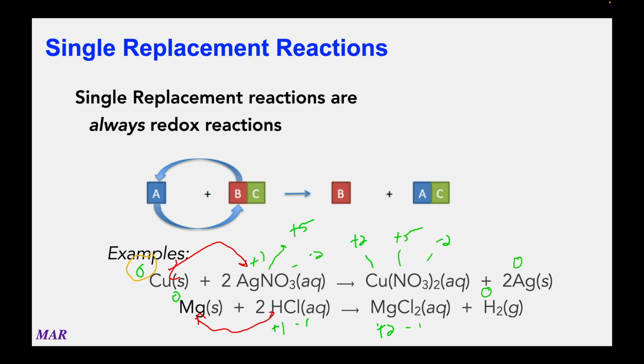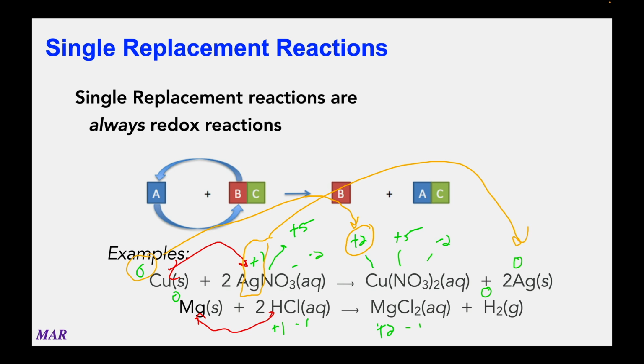Notice how copper went from a 0 to a +2. Copper had to lose electrons to become +2. So your copper metal goes from 0 to +2. It's been oxidized. But if something's oxidized, you have to have something reduced. Well, notice that silver went from +1 to 0 on the other side. So the silver was gaining the electrons. It was being reduced to make silver metal.